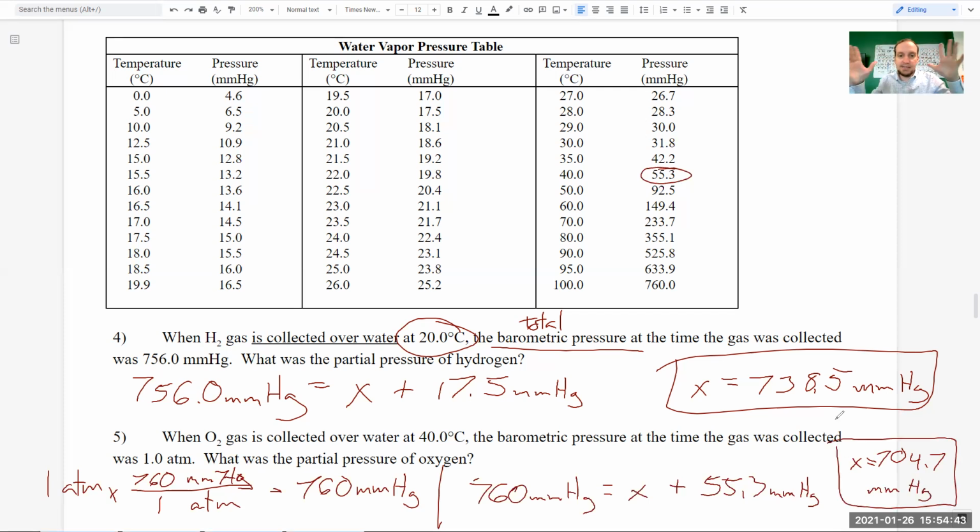So that, my friends, is Dalton's law of partial pressures. Again, you just add up the partial pressures to equal a total. If it says anything about being collected over water, then you need to use this table because the partial pressures of all the gas plus the pressure of the water that is contained or captured on top of would equal the barometric pressure at the time it was collected.